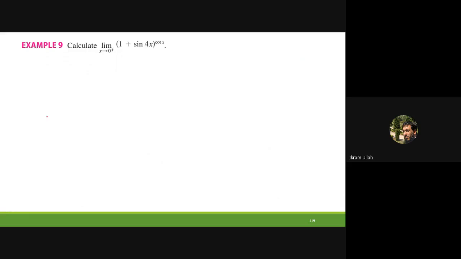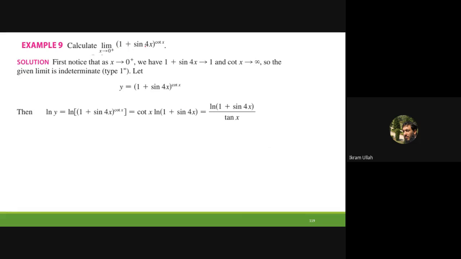For example, calculate the limit of the function 1 plus sine 4x raised to the power cotangent of x. Directly applying the limit on this function, sine 0 is 0, so 1 raised to the power cotangent of 0, which is infinity. So this will be 1 raised to the power infinity, because when x approaches 0, the cotangent of x goes to infinity. So this is the form of 1 raised to the power infinity, and this is an indeterminate form.